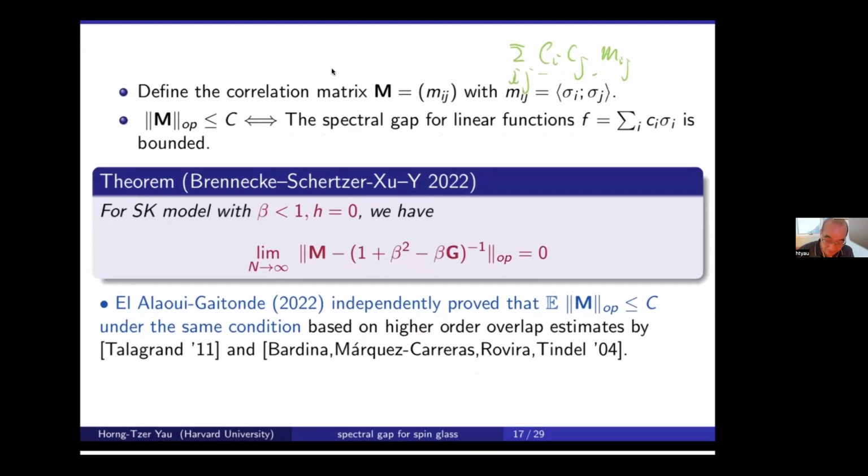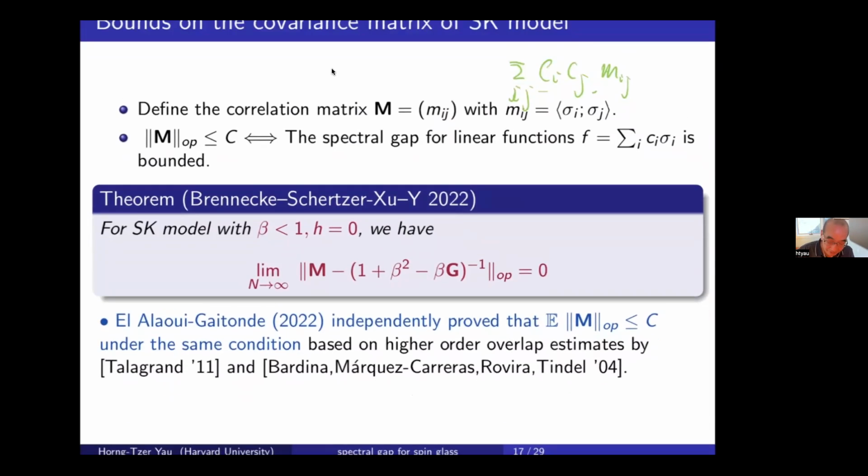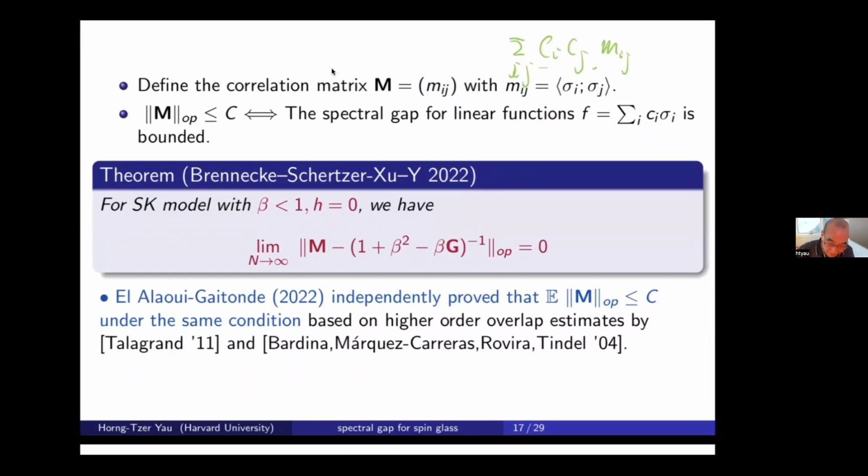All right, now the results. There are two results I want to mention. One is this joint work with Bencki, Schurz and Shu, and it's just for the H equals 0 case. For H equals 0, for beta less than 1, we can prove quite precisely, because these correlation matrices were close to (1 + beta squared - beta G) to the inverse, and this operator norm will go to 0. So we not only know that this operator norm is bounded, but we can actually find the exact object that this converges to.